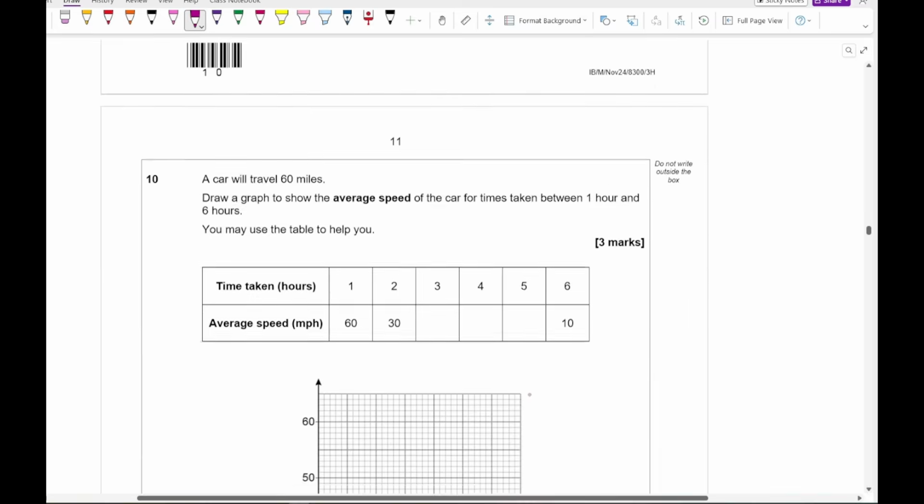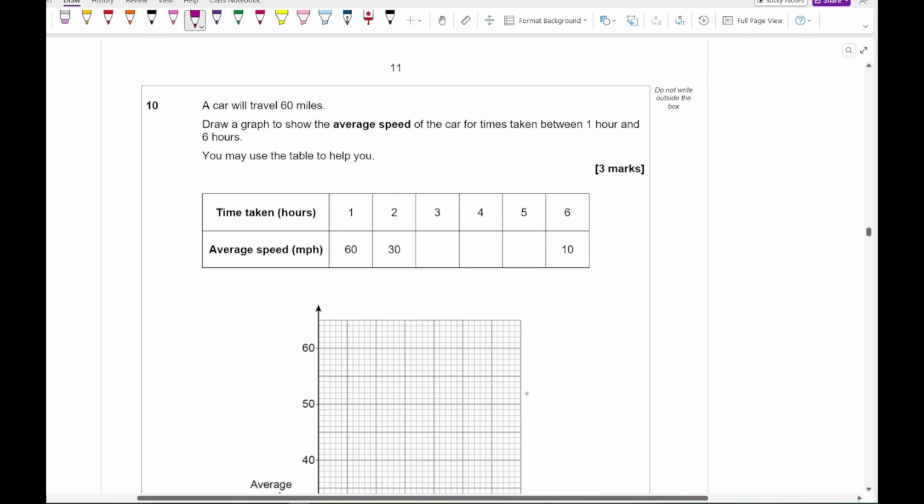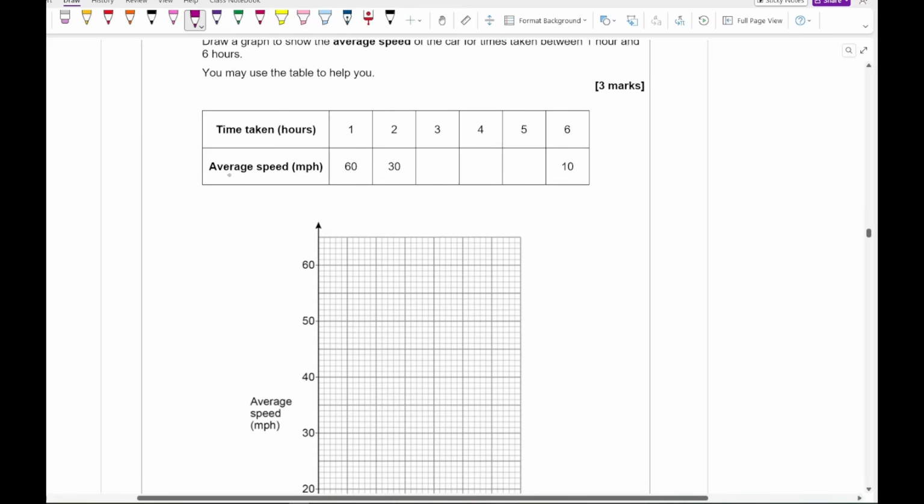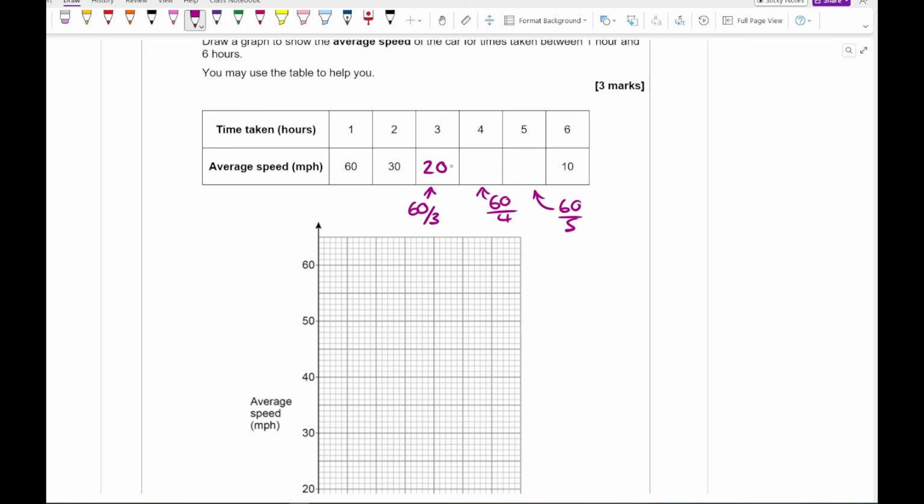Then moving on to question 19, it says a car will travel 60 miles. Draw a graph to show the average speed of the car for times taken between 1 hour and 6 hours. You may use the table to help you. So to work out this number here, all we need to do is just do 60 divided by 3. For this one, 60 divided by 4. And this one here, we need to do 60 divided by 5. So 60 divided by 3 is 20. 60 divided by 4 is 15. And 60 divided by 5 is 12.